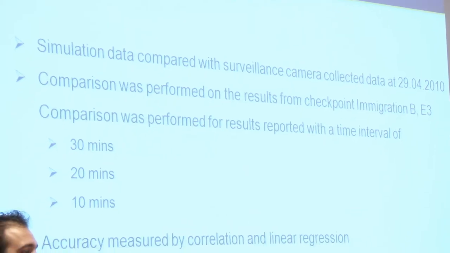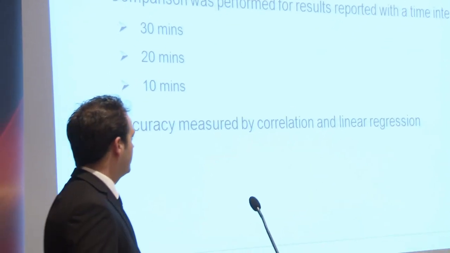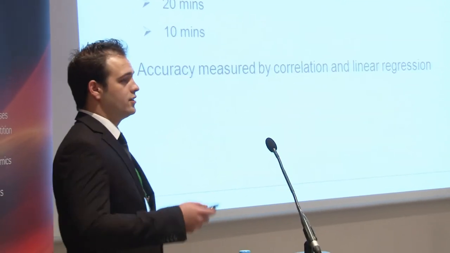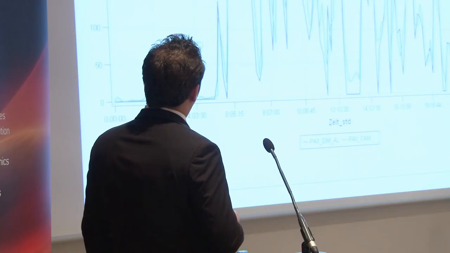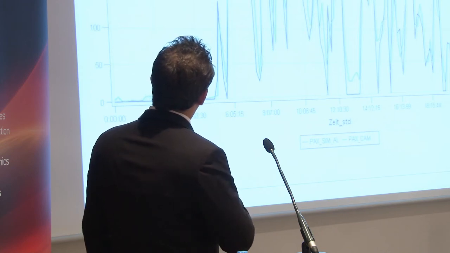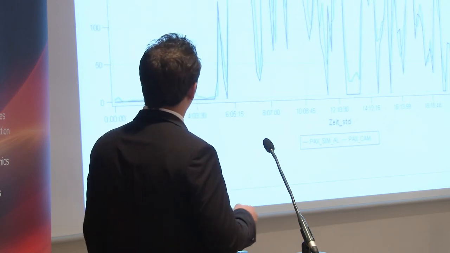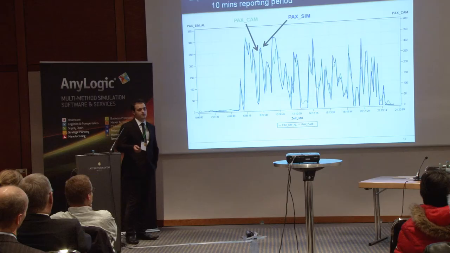In my example, it's checkpoint immigration B on the third floor. Here, in every part, there are cameras installed, but there was a design camera to see passenger counts at each 30 minutes, 20 minutes, and 10 minutes. All this data is also provided by our simulation, so that in the end, an accuracy measurement by correlation or linear regression can be done to see how well our simulation compares to the real data obtained from the camera inside the airport. And the results are here. With the green line, you can see the number of passengers at each 10 minutes at that certain checkpoint, and with the blue line is what the simulation gave.